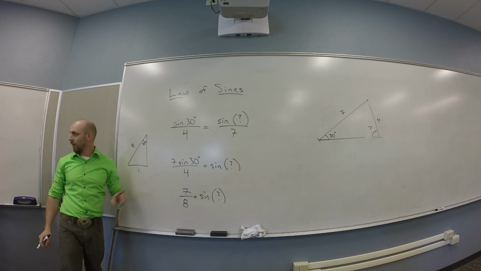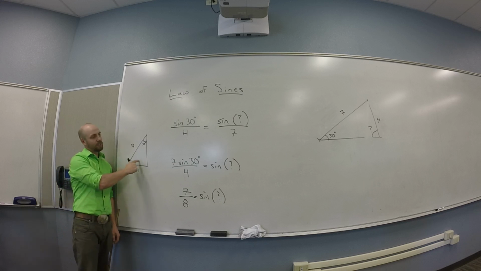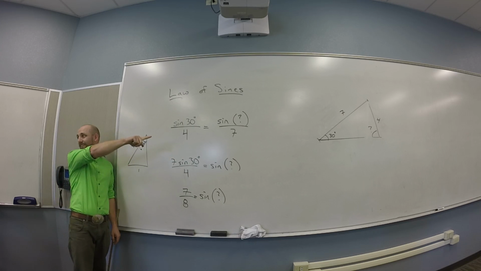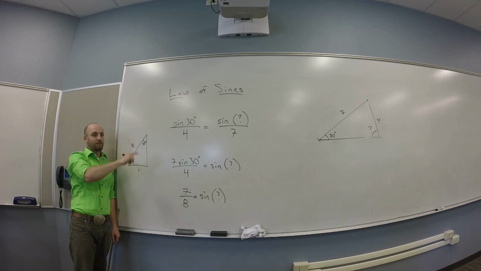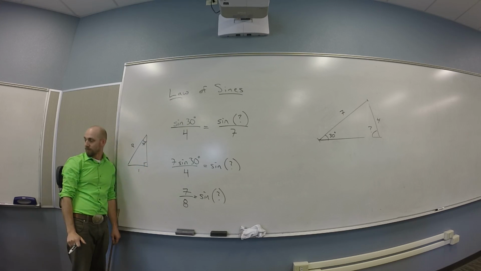I still know how to get sine of 30. See that? Sine of 30 is... I don't know that this triangle is similar to that one. In fact, I know it's not. Sine of 30 always comes out of the right triangle with 30 in it. You guys see that?